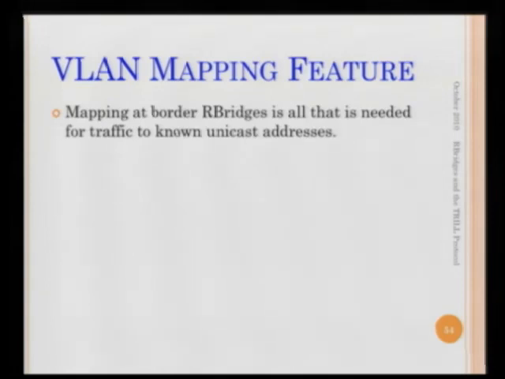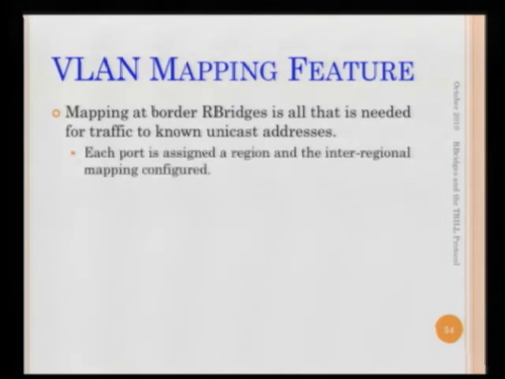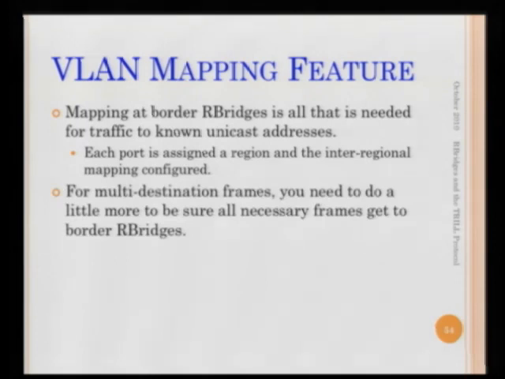So this mapping that I've talked about is all you need to do to solve everything for unicast addresses. I won't go into the details, but it works for both learning addresses and VLANs from the data plane. It works for the control plane transmission of VLANs and addresses and so forth, the control plane learning. However, there is a little bit more you need to do for multi-destination frames.